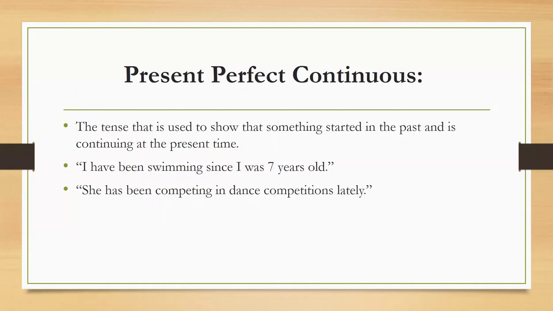Then one little complication, present perfect continuous. The tense that is used to show that something started in the past and is continuing at the present time. I have been swimming since I was 7 years old. She has been competing in dance competitions. You normally will add been to the present.